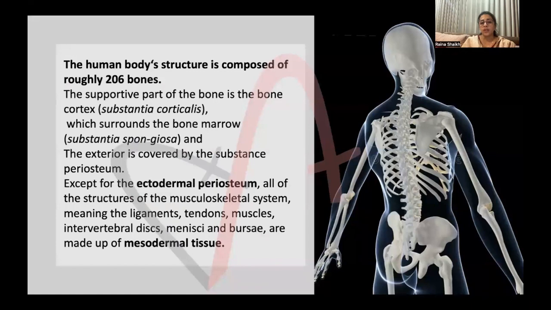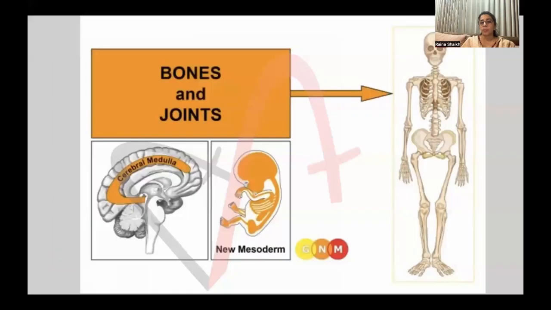This is very important: except for the ectodermal periosteum, all the structures of the musculoskeletal system, meaning the ligaments, tendons, muscles, the intervertebral disc, menisci, bursae, etc., are made up of mesodermal tissue. So only the superficial periosteum of the bone is of ectodermal origin, the rest is all of mesodermal origin. This shows clearly that bone and joint are derived from the new mesoderm and are controlled by the cerebral medulla.